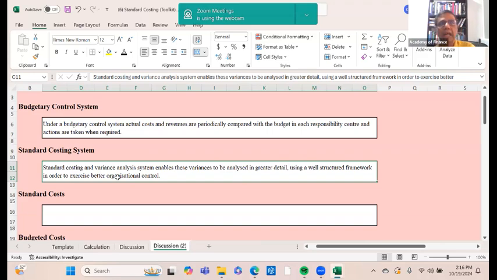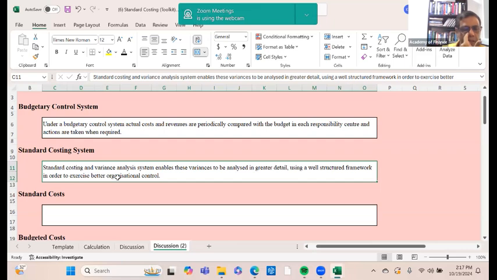The objective is, rather than just saying that our raw material cost is high, we can say this much is due to raw material pricing, and this much is due to raw material usage. And then this much is due to our yields being different, and this is due to some other factors. So like that, we are going to go into the detail. That is what we mean by a standard costing system.